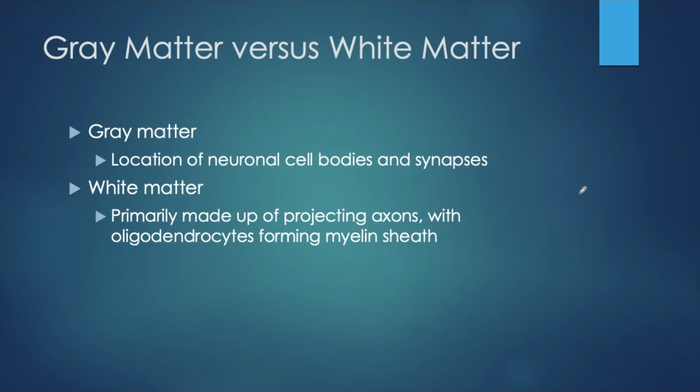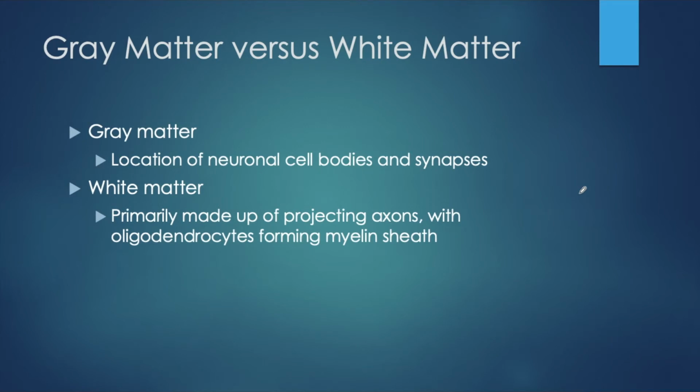The white matter is mostly made up of projecting axon tracts traveling to other locations in the brain, with myelin made up of oligodendrocytes. However, oligodendrocytes are also found in the gray matter because the axons still travel through the gray matter before reaching the location where they synapse on dendrites.